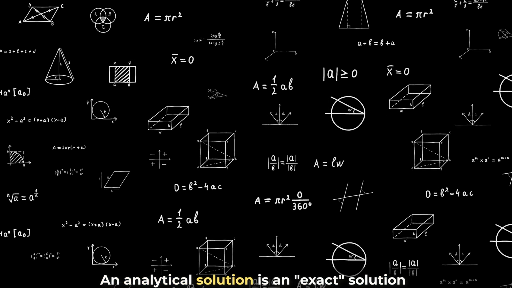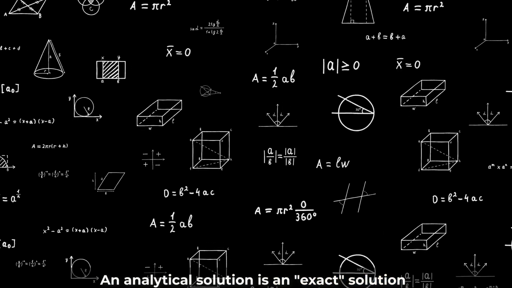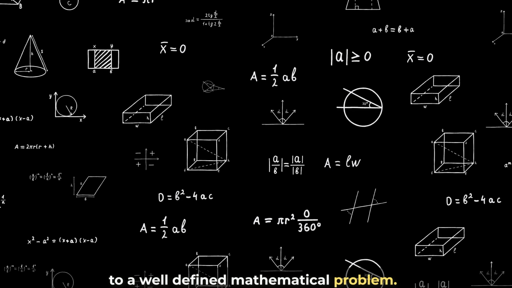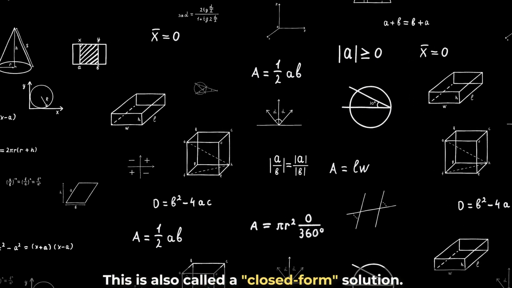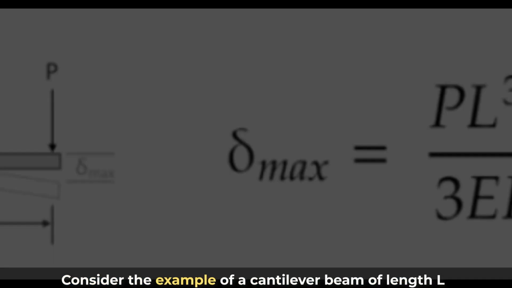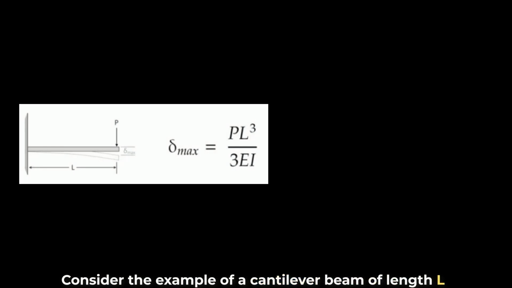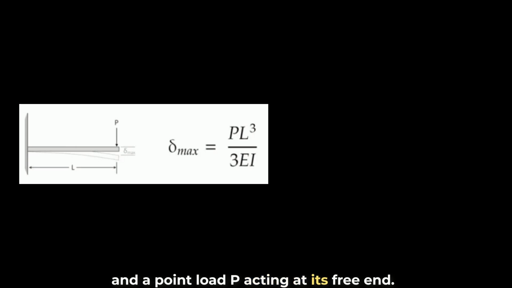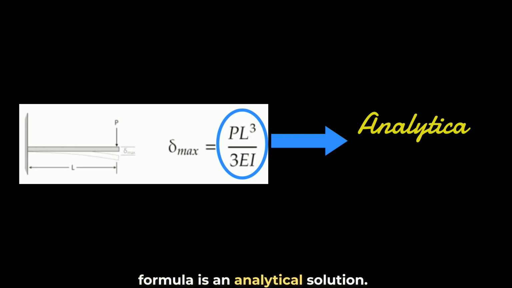An analytical solution is an exact solution to a well-defined mathematical problem. This is also called a closed-form solution. Consider the example of a cantilever beam of length L and a point load P acting at its free end. We know that its deflection at the free end is PL cubed over 3EI. The deflection calculated by this formula is an analytical solution.